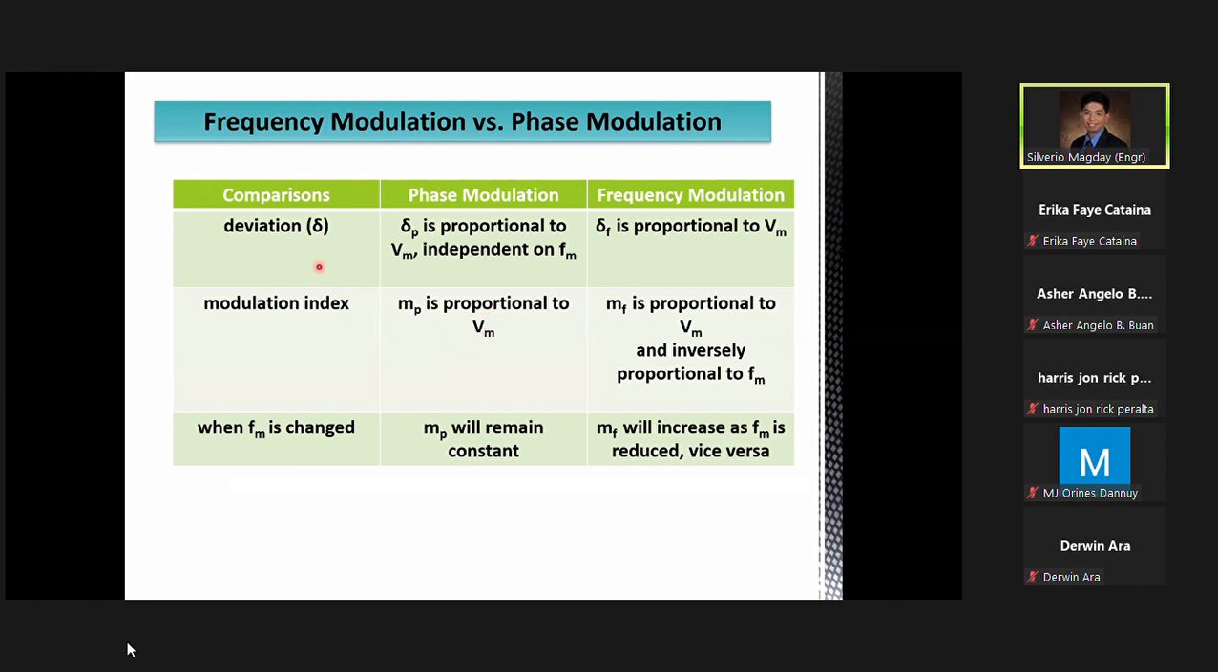Paano pag sa deviation? Pag frequency modulation, di ba proportional siya sa VM? Pag sa phase modulation naman, proportional to the VM and independent of your FM. Sa modulation index, pag sa frequency modulation, MF is proportional to your VM and inversely proportional to your FM. MP is proportional to VM. Ano ba sa katumbas ng mga formulas? Tapos pag FM is changed, your MP will remain constant. Ayan, sa modulation index.